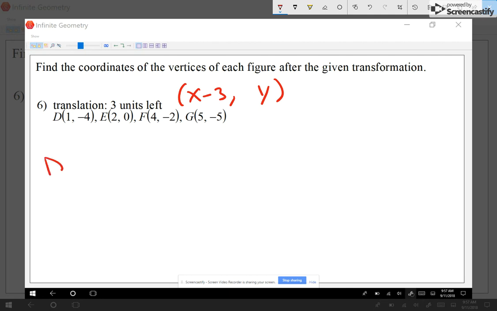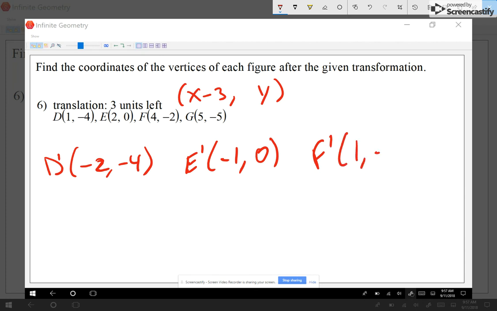So my coordinates of d prime are going to be -2, -4. Subtracted 3 from x, and I left my y alone. If I look at e prime, we're going to get -1, 0. Subtract 3 from x and leave your y alone. If I look at f prime, I'm going to get 1, -2. What do you guys get for g prime? 2, -5. Perfect. Subtract 3 from x and leave your y alone. Okay? We're good?